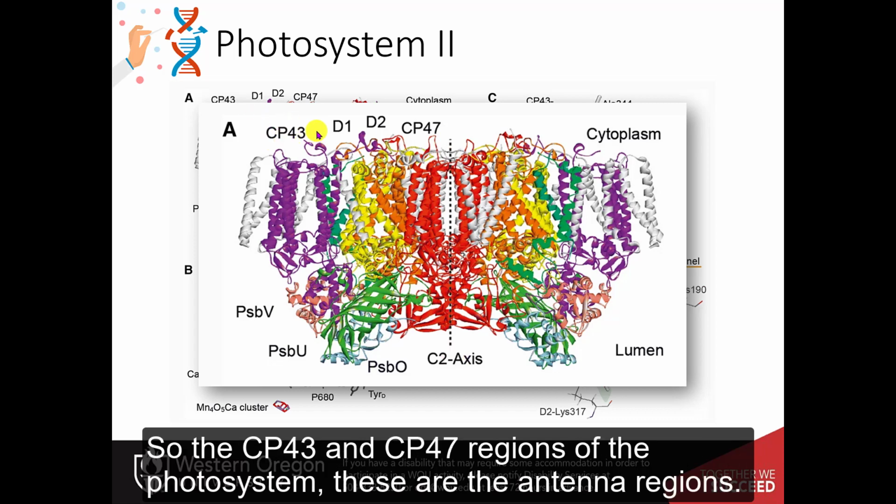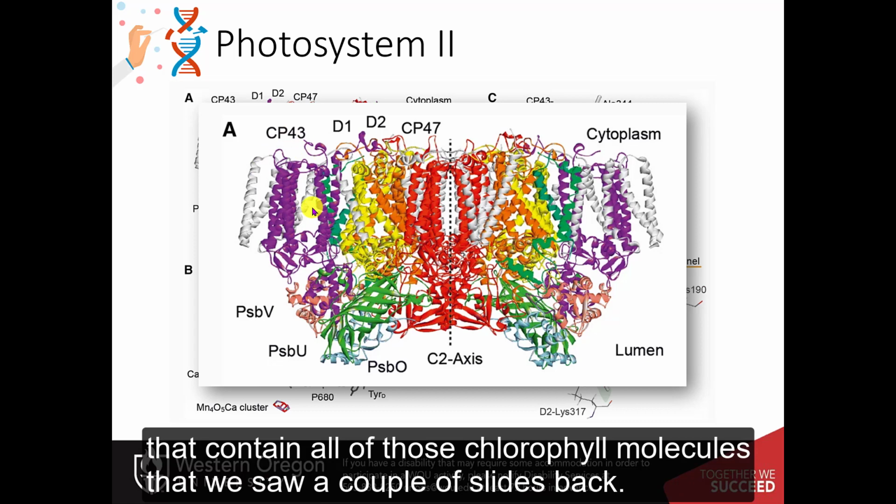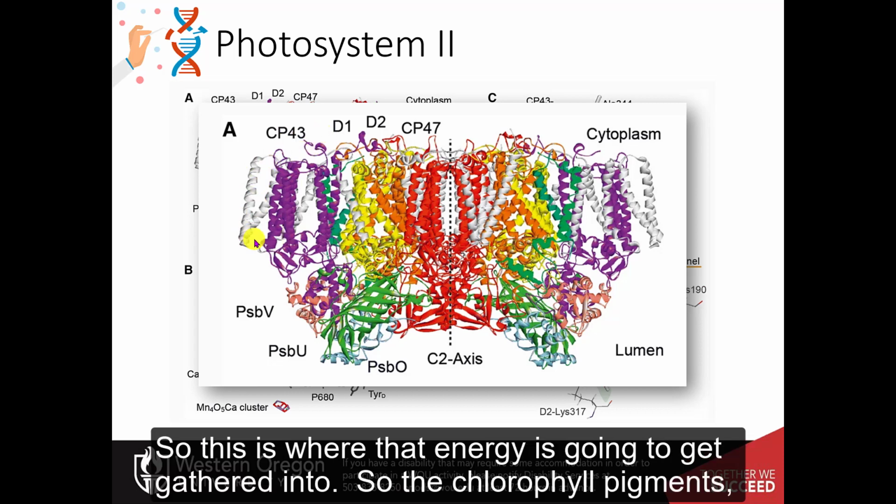So the CP43 and CP47 regions of the photosystem, these are the antenna regions that contain all of those chlorophyll molecules that we saw a couple of slides back. And so this is where that energy is going to get gathered into.